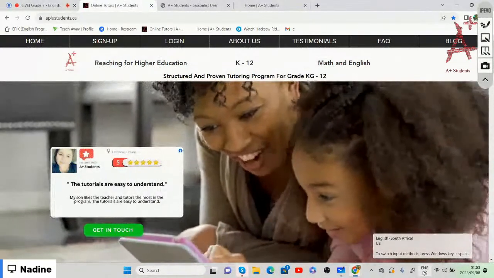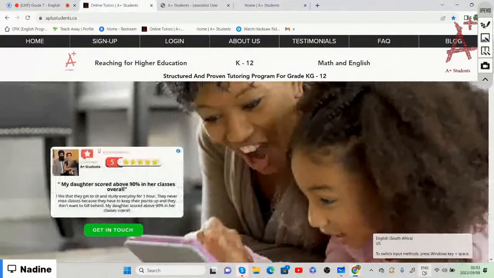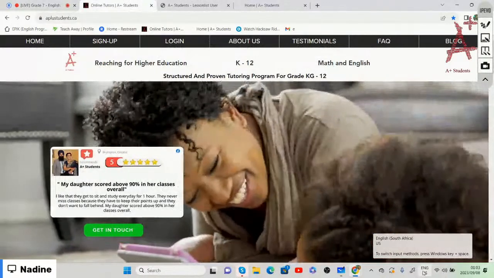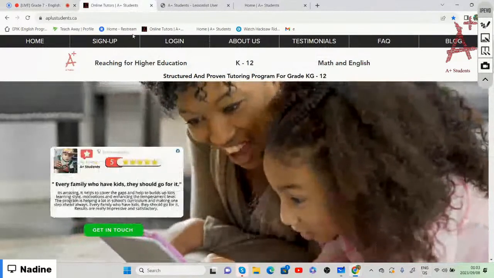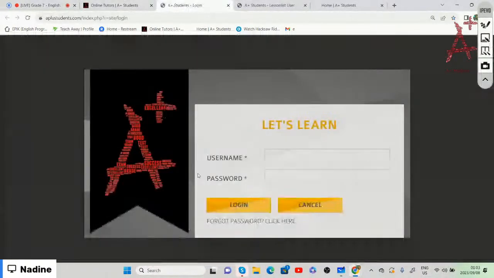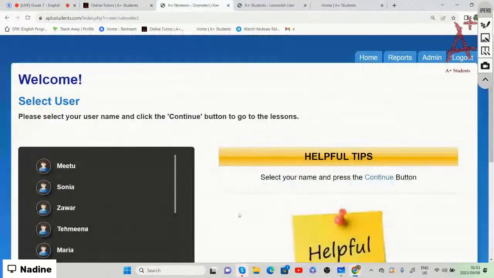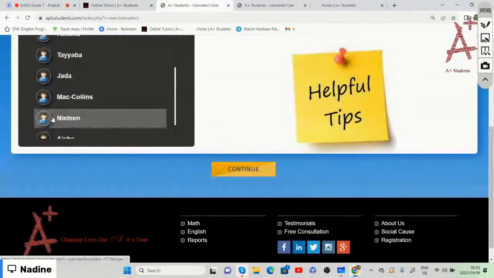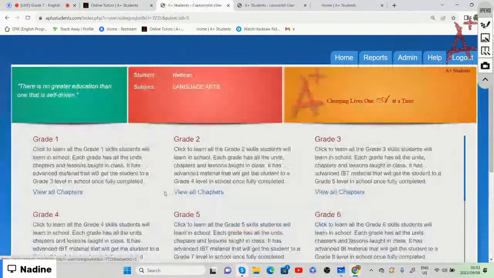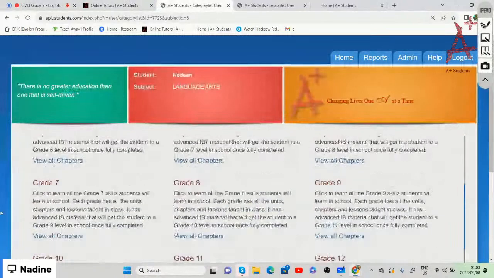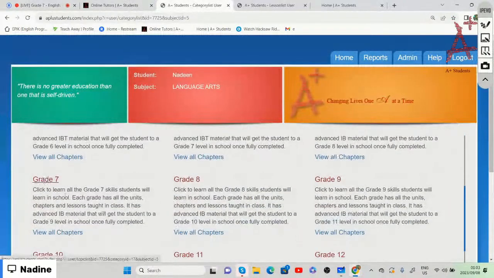And before we start with our lesson, you're going to log into aplusstudents.ca and you're going to log in with your username as well as your password. And then you're going to select the subject of language arts, grade 7, because we are doing grade 7.